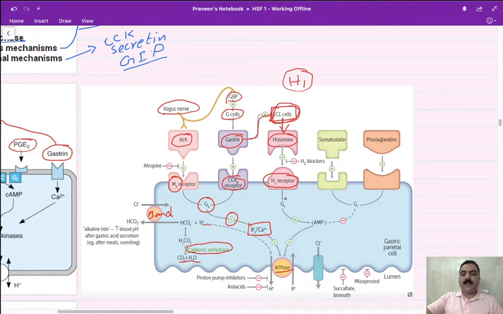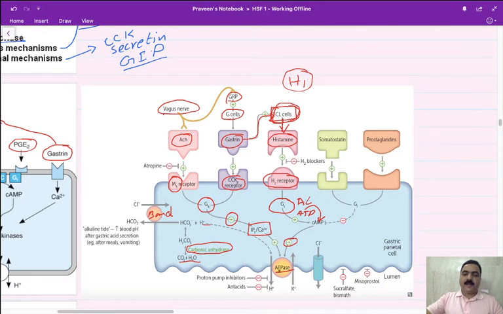Now what is the action? It acts through Gs. Gs will stimulate adenylyl cyclase. The adenylyl cyclase causes the conversion of ATP to cyclic AMP. And cyclic AMP, through protein kinase A, will stimulate the H plus K plus ATPase.